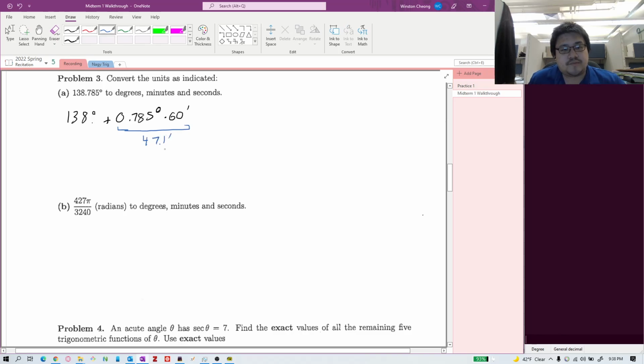So this is 47.1 minutes. Well, we have an integer part, which is the 47, and then we have a fractional part, which is the 0.1. So really, we're viewing this as 47 minutes plus 0.1 minutes. And then this 0.1, we're going to want to convert. So we're going to multiply it by 60 seconds. That's going to convert me from minutes to seconds. And this one I don't need a calculator for. That's just going to be 6.